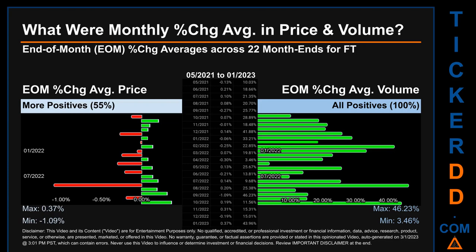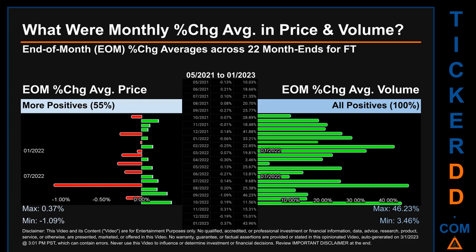What were end-of-month percentage change averages in price and volume for FT? The monthly average of percentage change, in price and in volume, were calculated for each of the 22 month ends. That calculation took daily percentage changes and averaged them for each given month. If a month end came out negative, then it means that the month summarily saw a negative change.